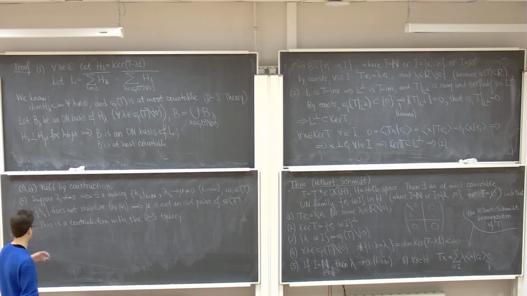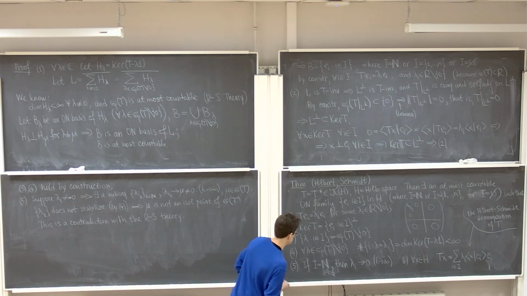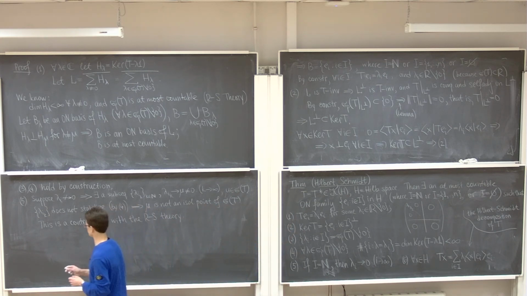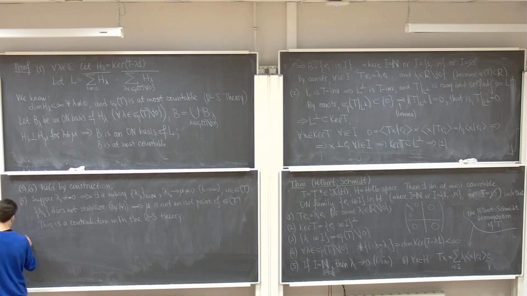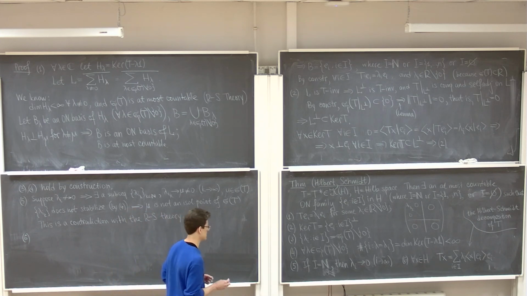And this completes the proof of part 5. So lambda I converges to 0. And finally, to prove part 6, we take any element x in our space.